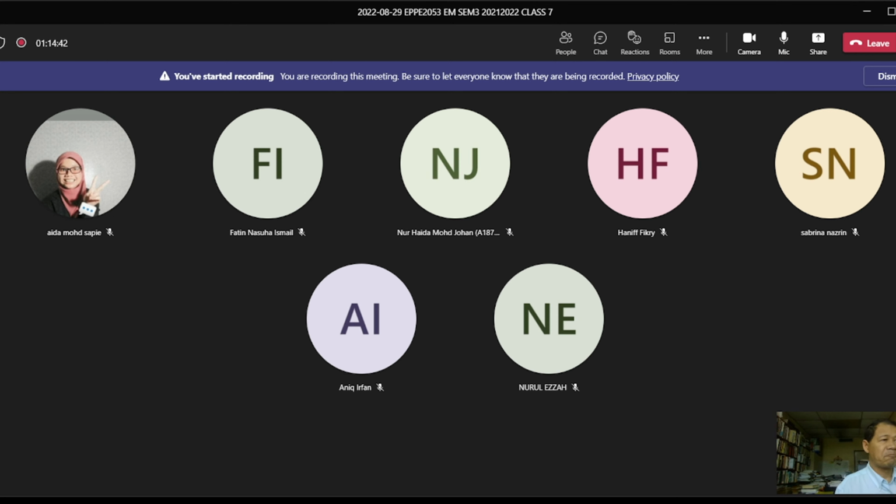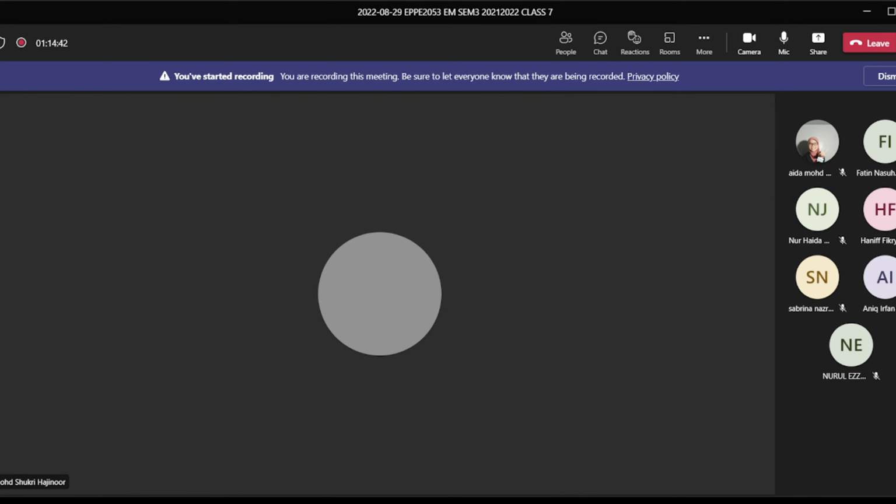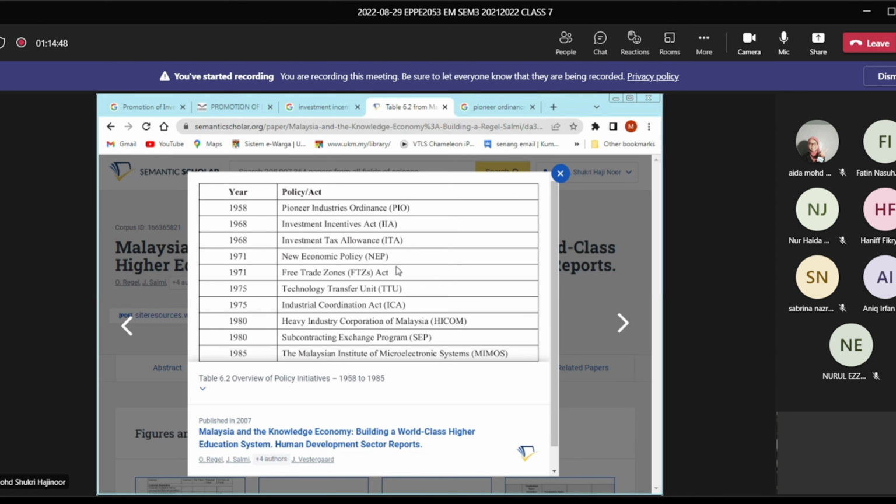Yes, Doctor. This 1958 Pioneer Industries Ordinance. 58, 57 independence, but not yet Malaysia. Still Malaya, Persekutuan Tanah Melayu at that time. 1963 Malaysia. That's why after Malaysia, it's called an Act.